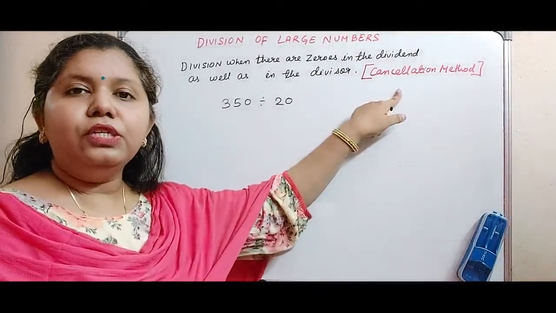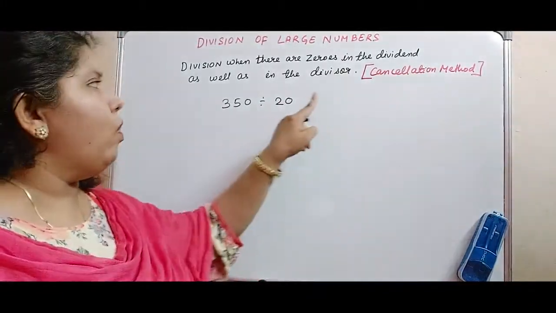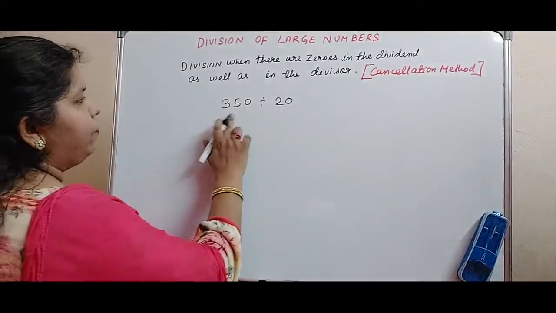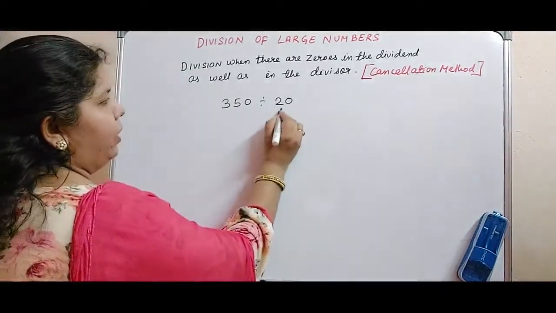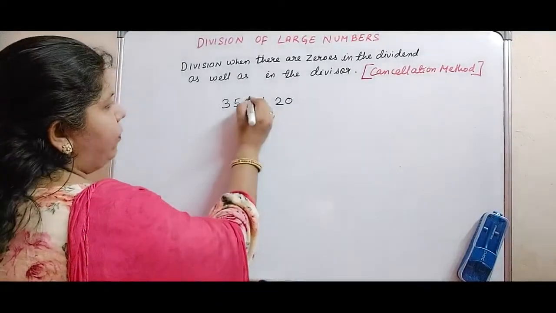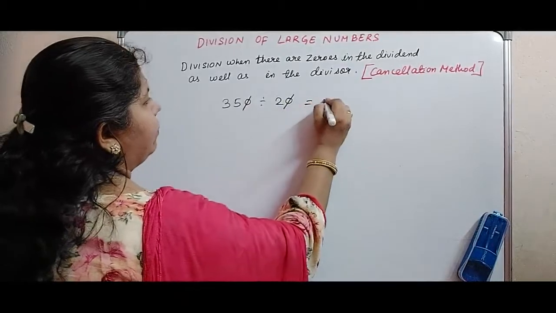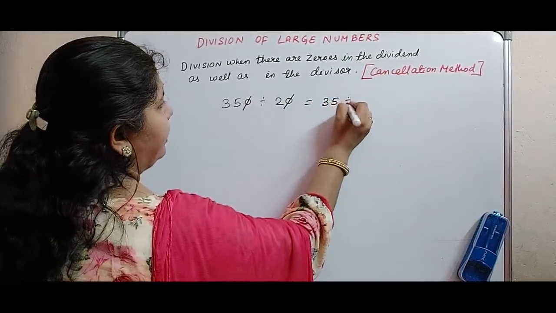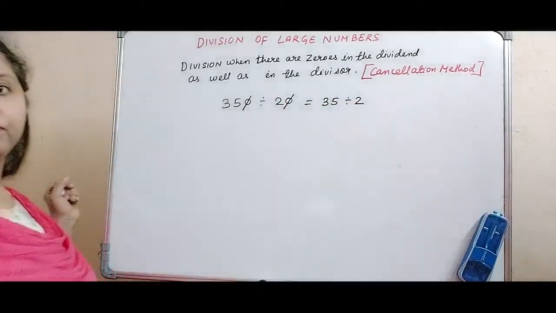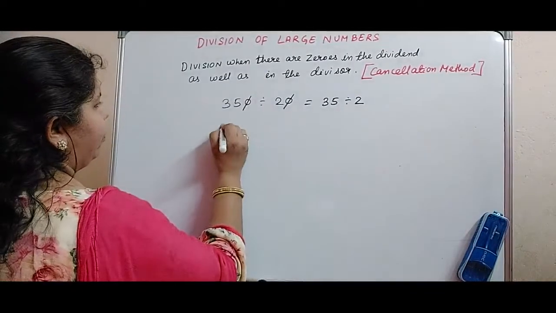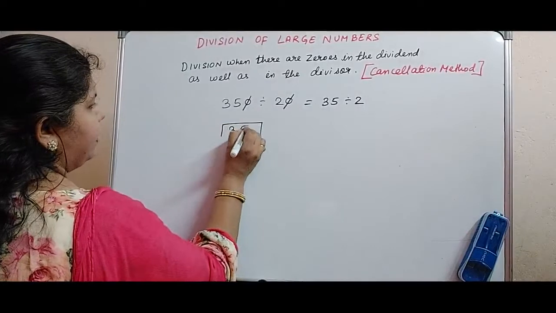What is this cancellation method? You have to cancel out the common zeros among these two numbers. You see 350 is also ending with 0 and 20 is also ending with 0, so we can cancel the common zeros. Then what will we get? We will get 35 divided by 2. Understood? Now we will divide 35 by 2 using the long division method.